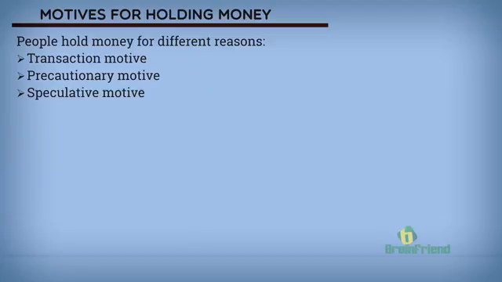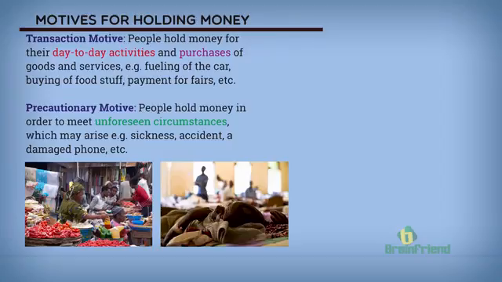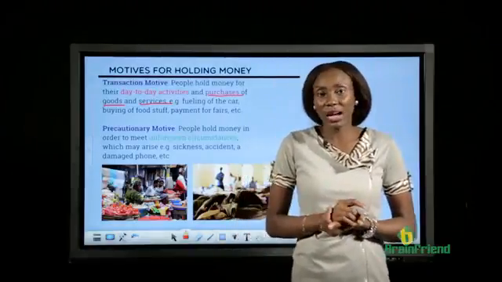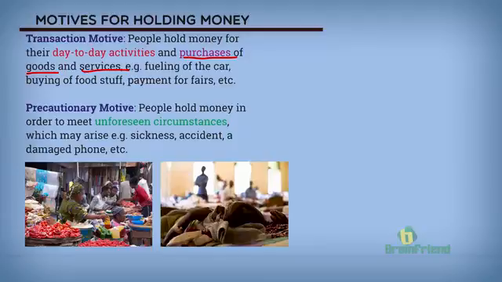People hold money for different reasons. Let's take a look at some of the motives or reasons why people hold money. One of the reasons why people hold money is for transaction motive. Another is for precautionary motive and for speculative motive. Looking at transaction motive, people hold money for their day-to-day activities and for the purchase of what? Goods and services. For instance, your dad or your mom has earned her salary for the month. Take, for instance, your dad. He fuels his car, he buys clothes for you, and the rest. So this is known as transaction motive. People hold money to meet their daily activities.